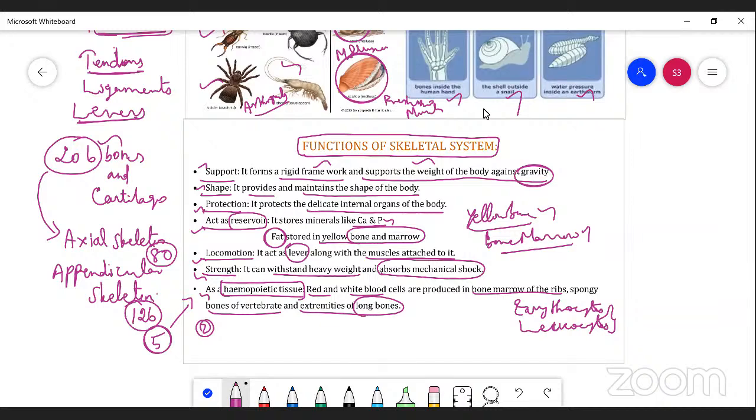Next, it acts as a hemopoietic tissue. Very, very important one, hemopoietic tissue. Hemo means blood, and poietic means producing, so it produces the blood cells.